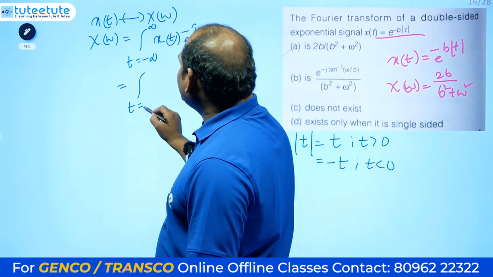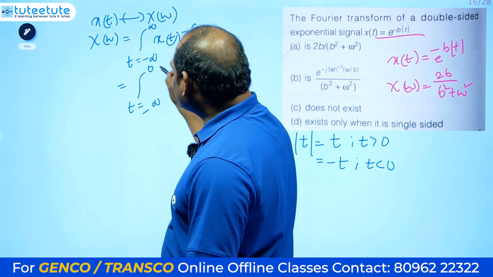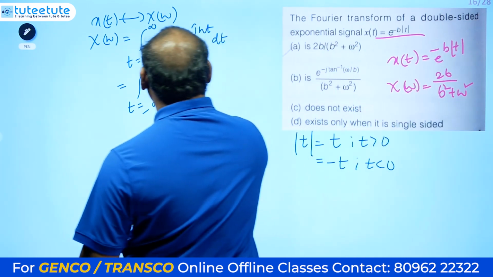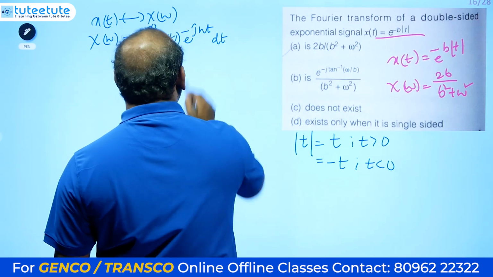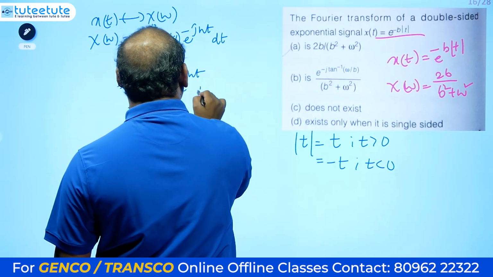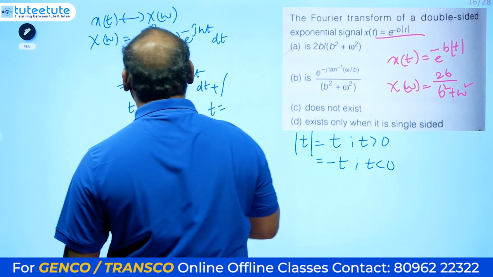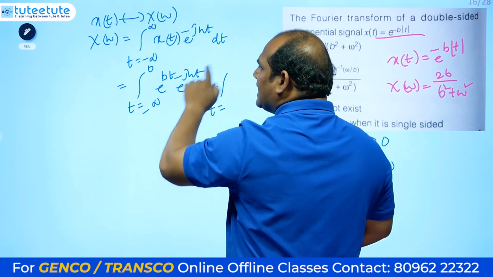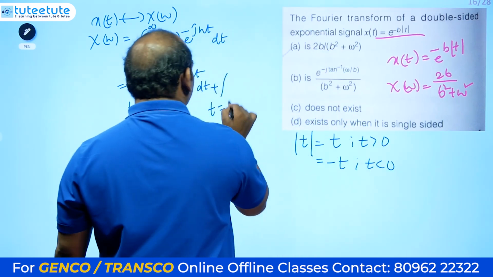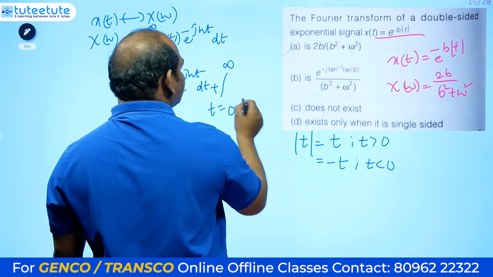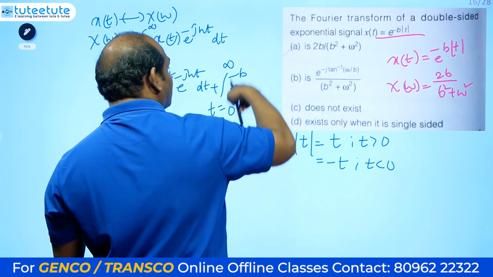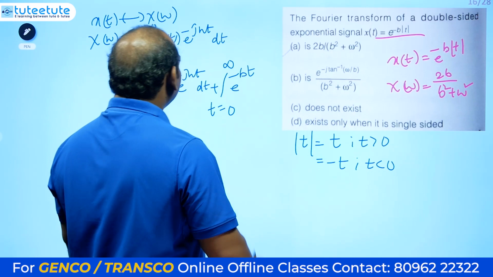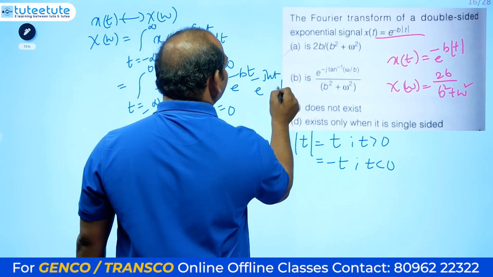So integral t is equal to minus infinity to 0. We are working with the negative values of t, so here modulus of t is equal to minus t, we have to substitute. So e power bt we have to take, then according to the formula, e power minus j omega t dt, plus integral from 0 to infinity. We need to perform the integration from minus infinity to plus infinity. Here minus infinity to 0 is over, now I am performing from 0 to infinity. So x of t is now e power minus b. Since we are working with the positive values of t, modulus of t is equal to plus t only. So we get e power minus bt, and it is e power minus j omega t dt.